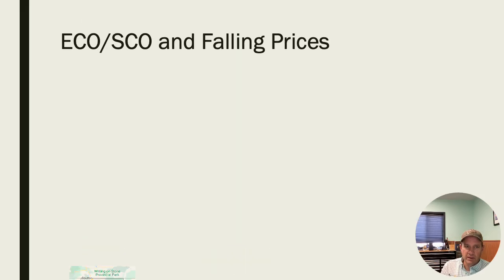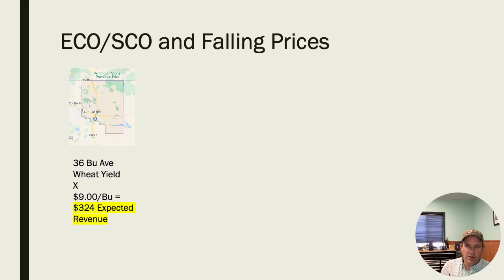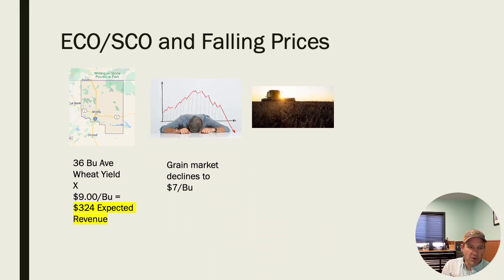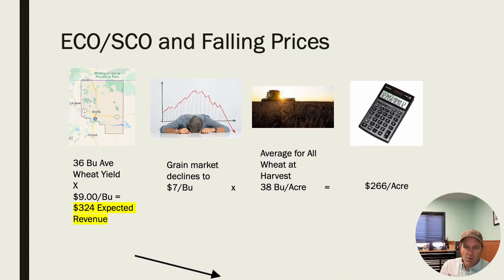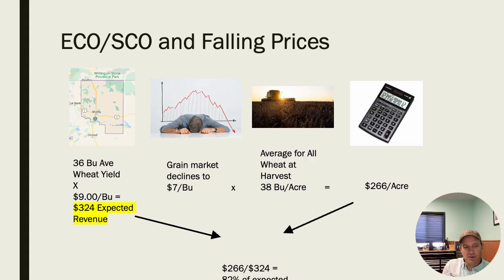So just wanted to remind you guys how revenue protection works and why it's so important to be in that side of this stuff. The same thing happens on the ECO and SCO. If you're in those county programs, if you're in RP, you're also in that on these county programs. So in this scenario, we had $324 of expected revenue in the county based off a 36 bushel wheat average. We're going to say we actually cut 38 bushels for the county for wheat, but the price dropped to $7. When that happened, that means we only cut $266 an acre of revenue for the county. So the county came in at 82% of its expected value.